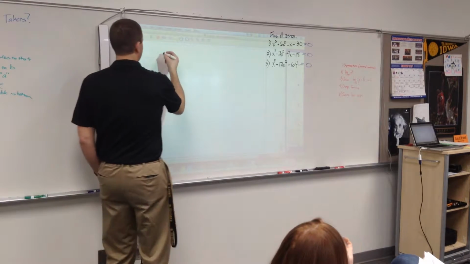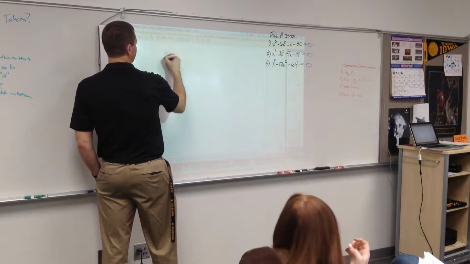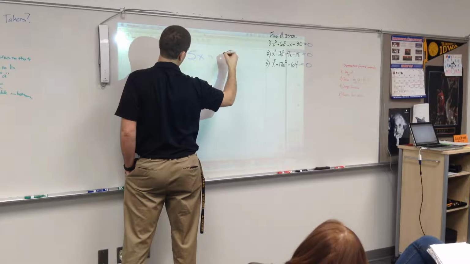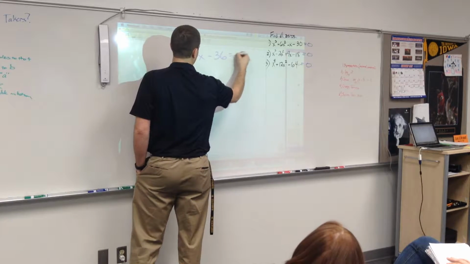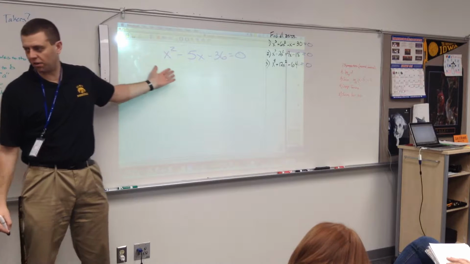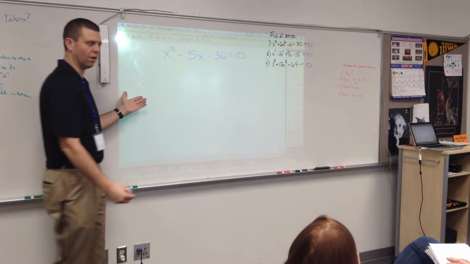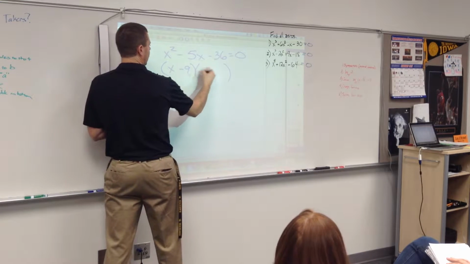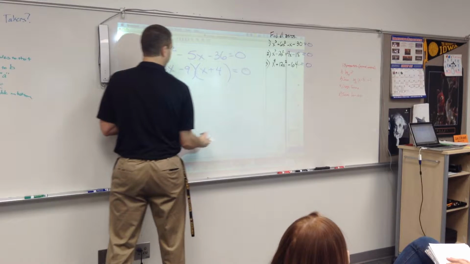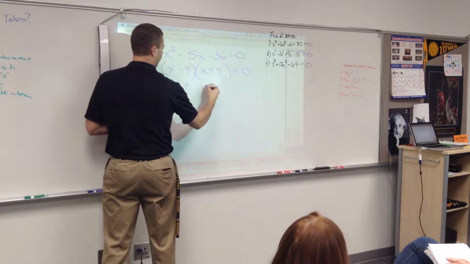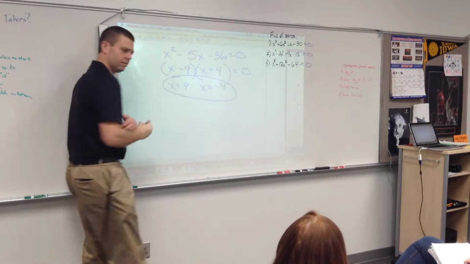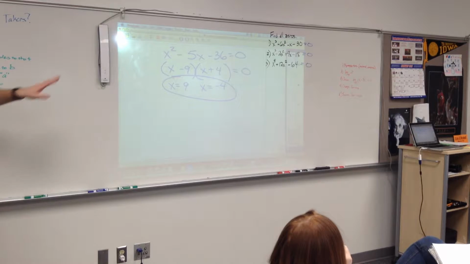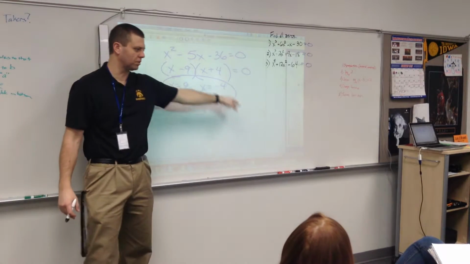Now, if you had a problem that was as easy as this, and I said find all the zeros of this one, what would you do? Factor it. x minus 9, x plus 4. So what are my zeros? 9 and negative 4, right? So in an ideal world, if you can factor it, that's awesome. You're done with the problem. My two zeros would be x equals 9 and x equals negative 4.